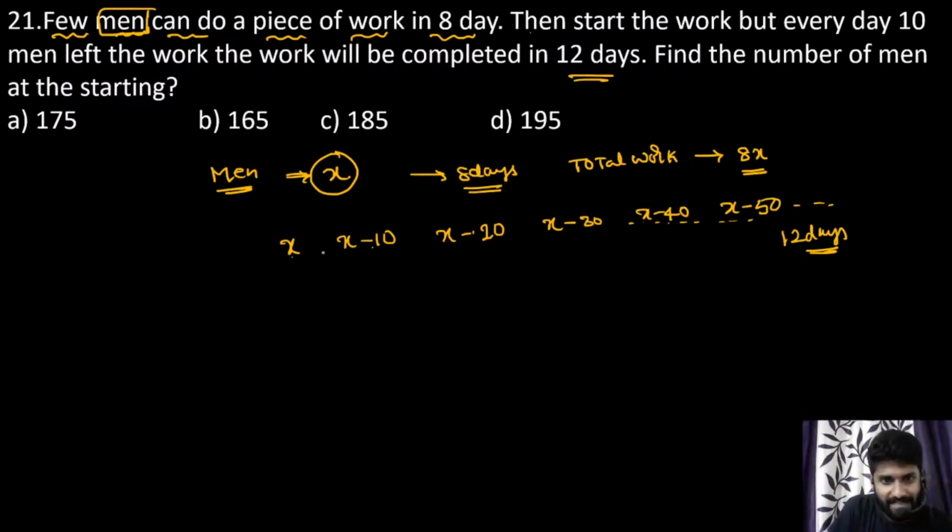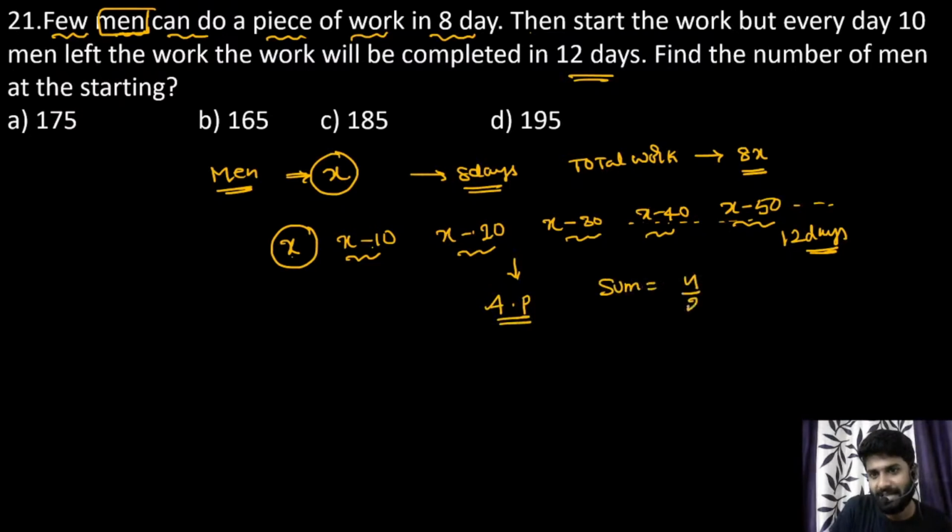The total work is equal to 8x. The initial value is x. Every time we subtract 10, 10, 10, which means there is a common difference. Now you can apply the concept of arithmetic progression. What is the arithmetic progression formula? The sum of the numbers is defined as n by 2 into 2a plus n minus 1 into d. So this is the formula. If you know this formula, you can crack this question, guys.